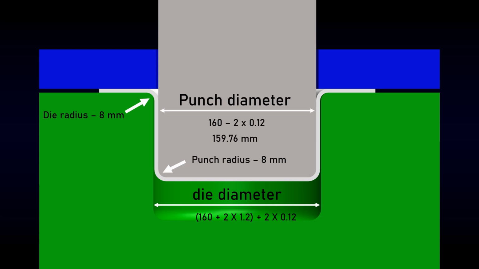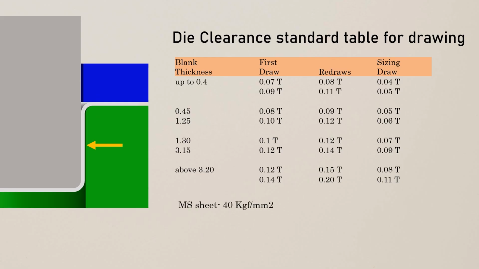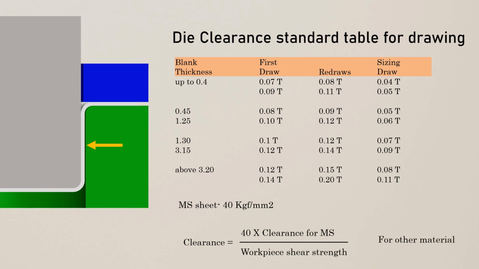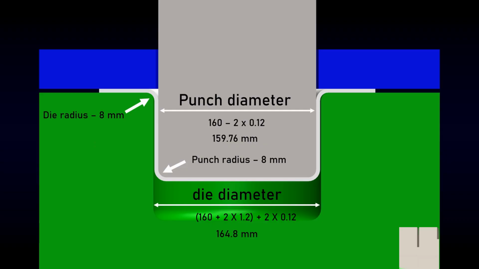The die diameter is increased by twice the sheet thickness plus twice the die clearance, giving 164.8 mm. Just as a side note, this calculation assumes mild steel with a shear strength of 40 kgf per mm square. For other materials, the clearance can be estimated using a material-specific formula. Since SS304 has approximately the same shear strength as mild steel, we will not consider this additional adjustment for this case. So for now, we have almost all the parameters related to die and punch design.